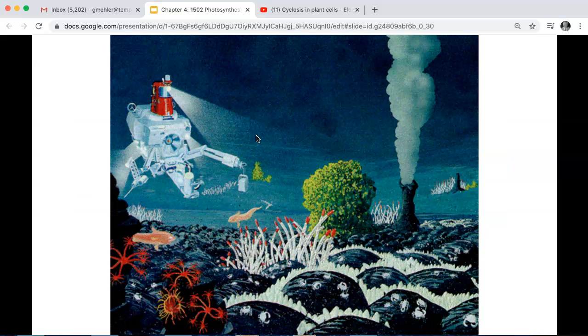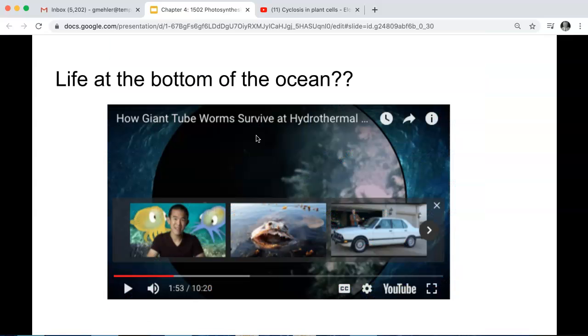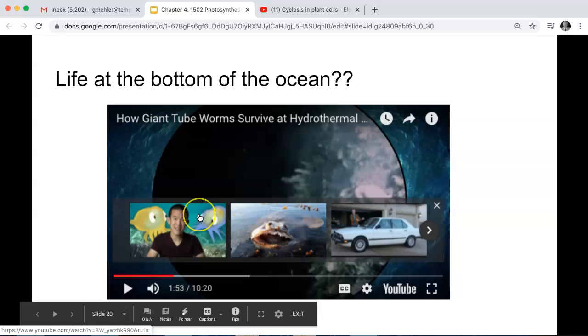This is a diagram of what they found here. This is not a picture, but we have pictures in this particular video if you'd like to watch this. So virtually all life uses sunlight, but some uses energy from the Earth. And how giant tube worms survive. This is a video by Ed Young. Ed Young is the author of our book. He's a wonderful author, so please take a look at that as well.